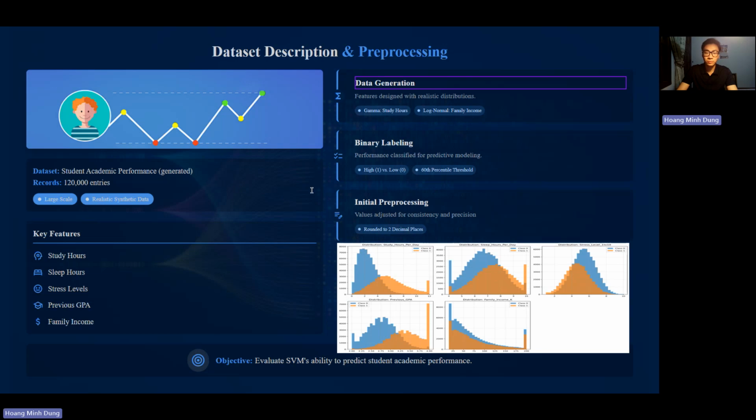For the data generation, to ensure the data was realistic, features were created with specific distributions. For example, study hours follow a gamma distribution to ensure the right skew, and family income follows a log normal distribution. The key features for prediction include study hours, sleep hours, stress level 1 to 10, previous GPA, and family income.